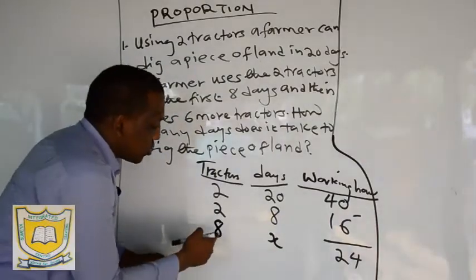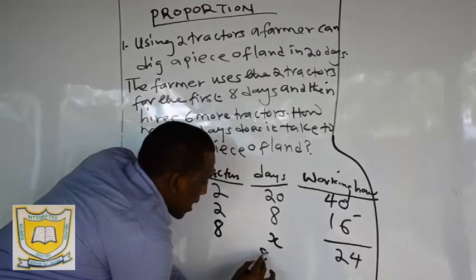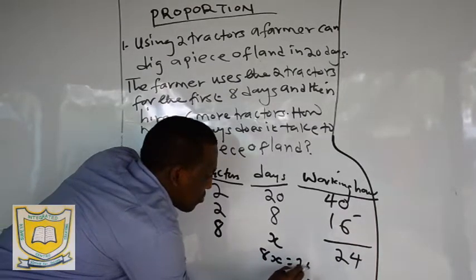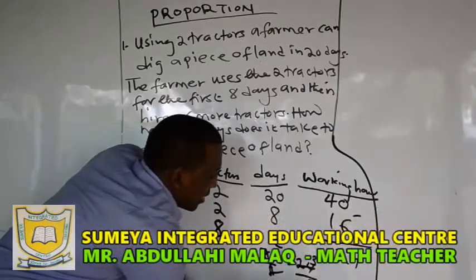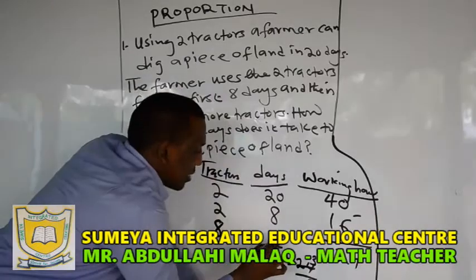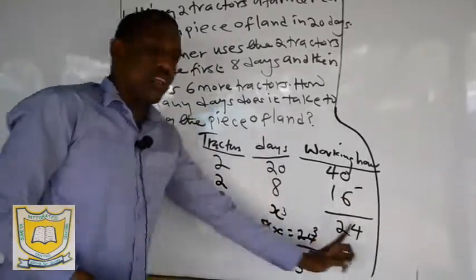So what do you say? You say 8 times x, 8x is equal to 24. Divide both sides by 8, the 8s cancel. x is equal to 24 over 8, which is 3. x is equal to 3. Because when you say 8 times 3, you get 24.